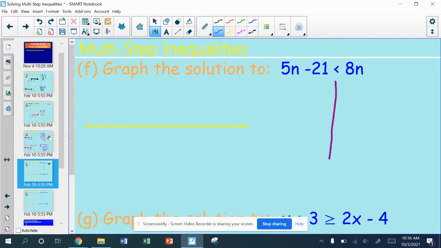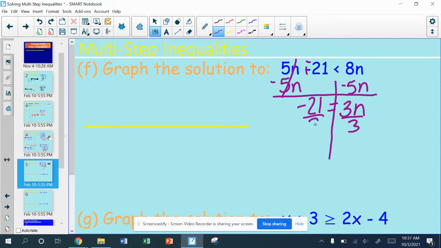Variables on both sides. So I'm going to move my smaller variable. Don't forget that's actually a negative. We're going to divide by the 3. So I get negative 7. Oh, and I even put an equal sign there.